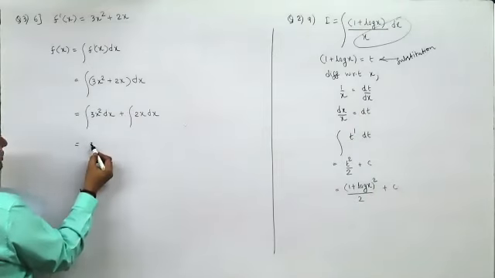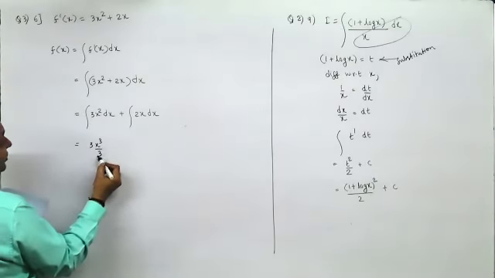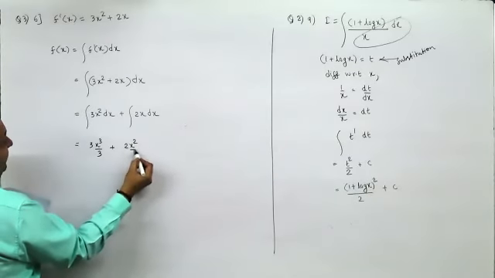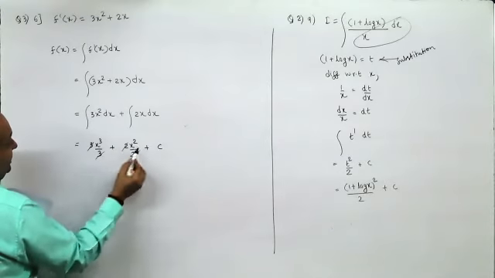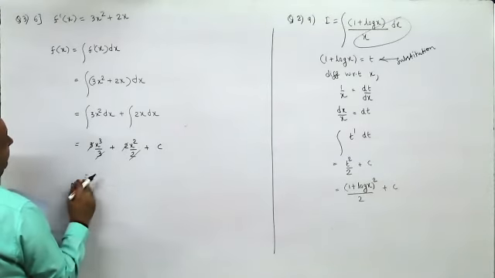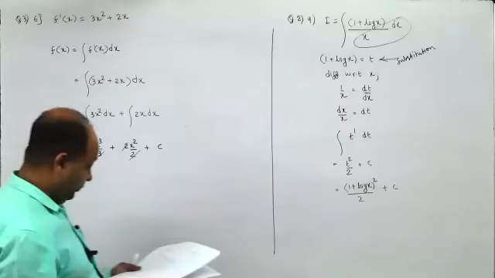Now, integration of 3x square is 3x cube by 3. This is 2x square by 2, and this is c. So this and this get cancelled, the 2 gets cancelled here. This would be x cube plus x square plus c.